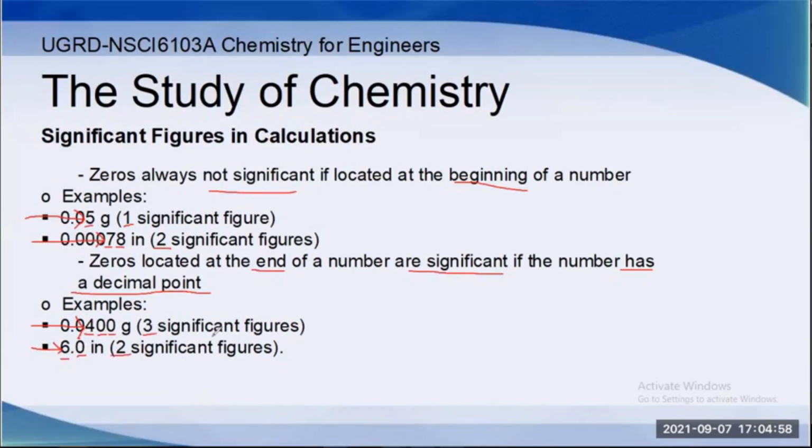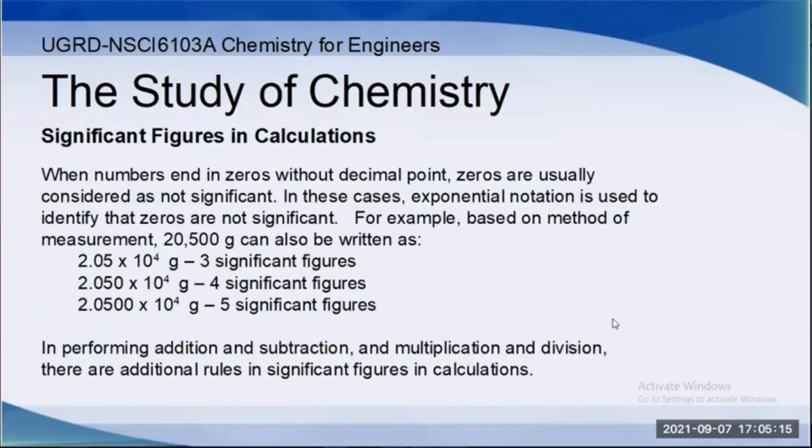Okay, so those are the rules for the zeros in our significant figures. Next, let's go to the next rule. I'll clear the doodles. 5, 4, 3, 2, 1. When numbers end in zeros without a decimal point, zeros are usually considered as not significant. So in this case, exponential notation is used to identify the zeros that are not significant. For example, 20,200 grams. So let's have a little refresher regarding our scientific notation. 20,500.